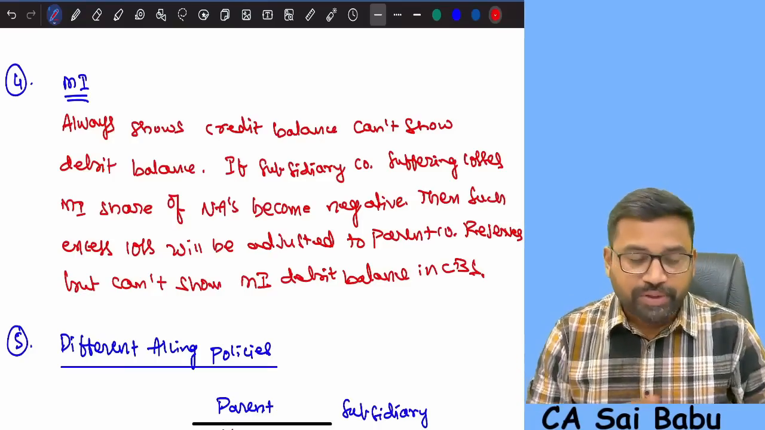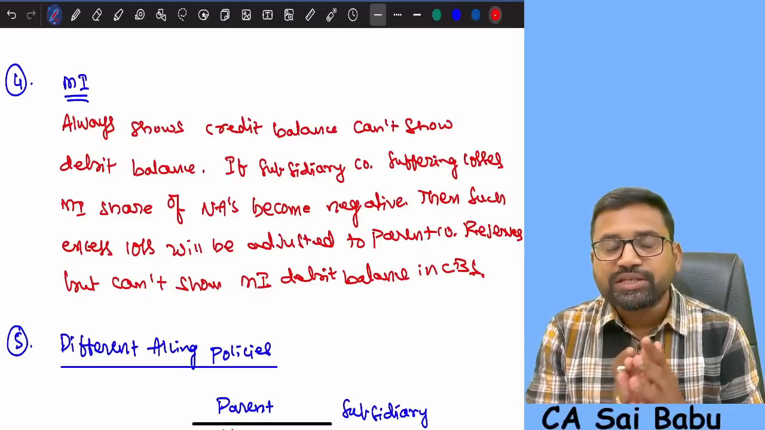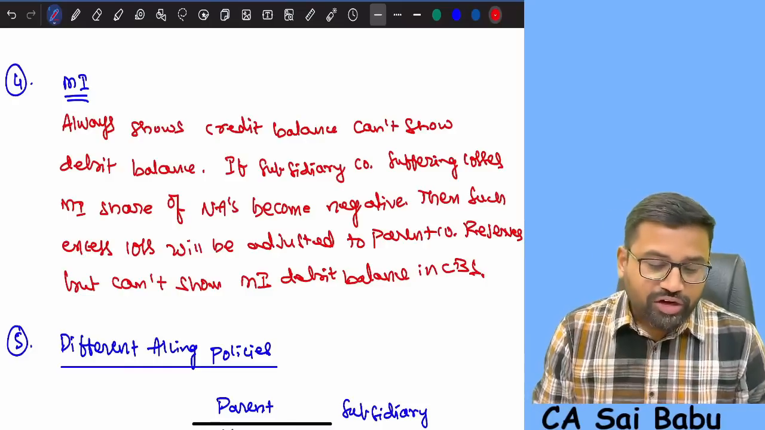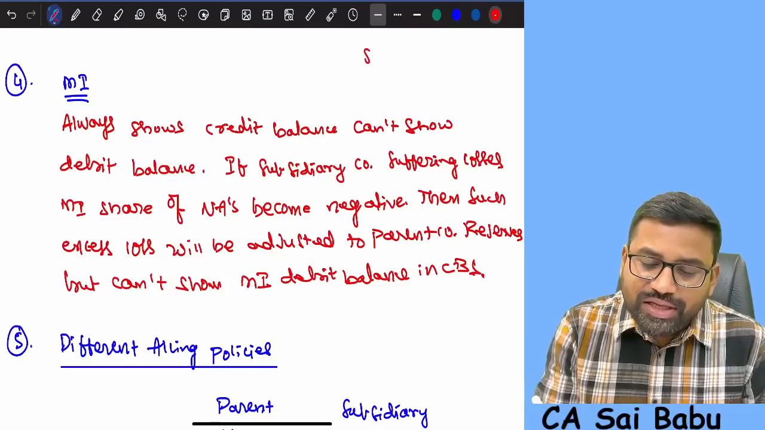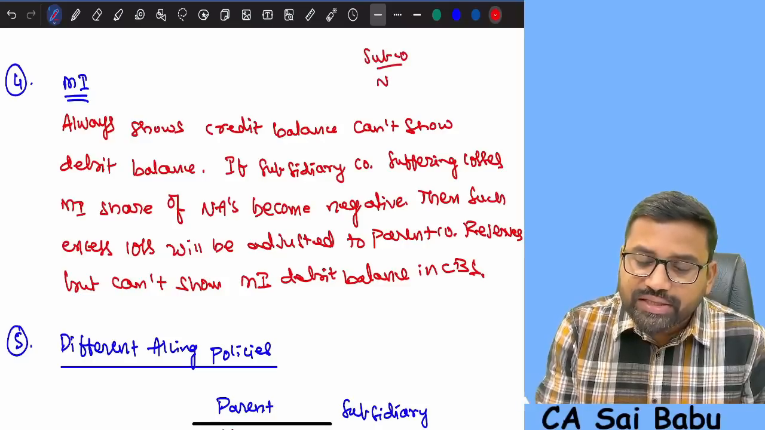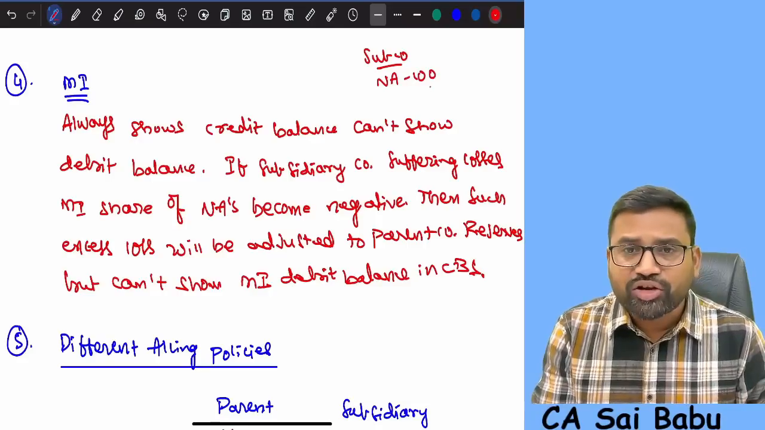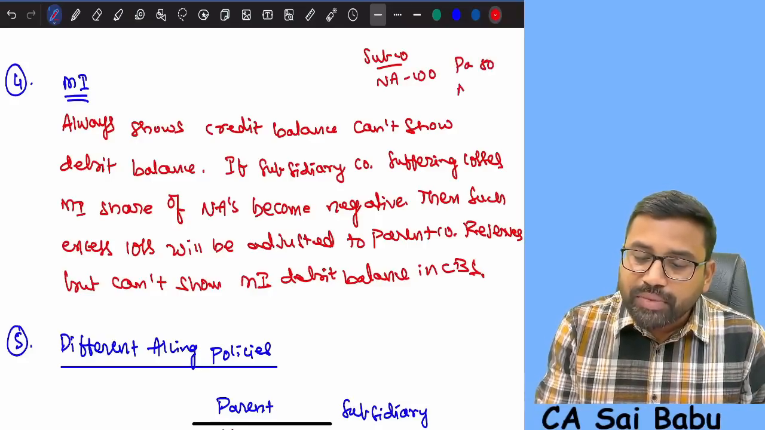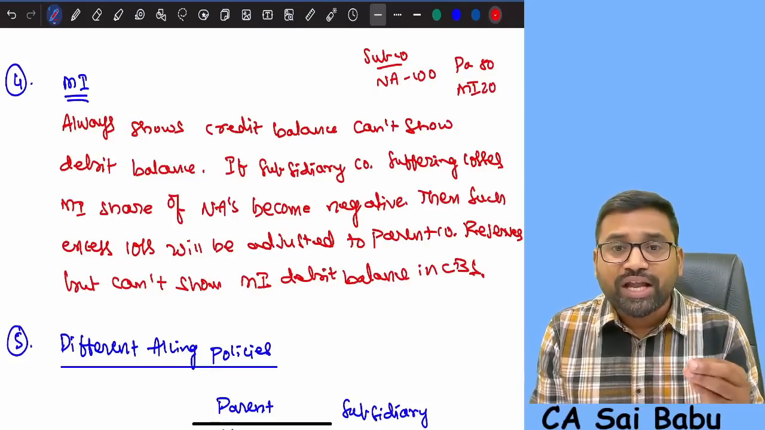Next adjustment is minority interest, sir. When we prepare the consolidated balance sheet, minority interest we will show separately on the equity and liability side. Minority interest will always show a credit balance. Minority interest is basically nothing but, in the subsidiary company, whatever the net assets are there, suppose 100 is there. In these net assets, what is the share of minority shareholders? Suppose parent company is having 80%, minority interest is 20%. But the parent company at the time of consolidation does 100% consolidation.